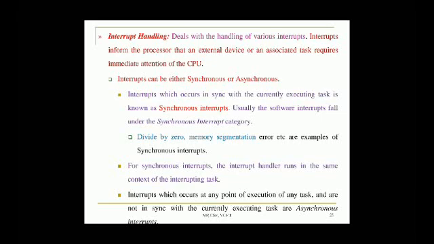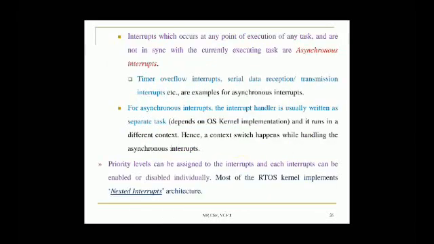For synchronous interrupts, the interrupt handler runs in the same context. That means the interrupt service routine will be in the same context, so there is no switching required with respect to the flow of execution. Asynchronous interrupts occur at any point of time and are not in synchronous with the currently executing task. For example, a timer overflow interrupt, or serial data reception or transmission interrupts. Since it is asynchronous in nature, the interrupt handler is usually written in a separate task. So the context gets changed, and the switching of context has to happen. That is one thing we must remember.